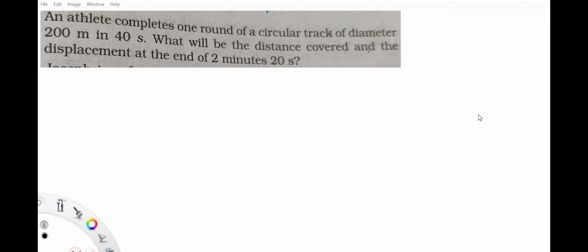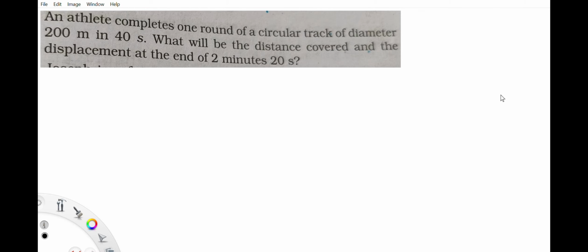So let us have a look at this numerical problem over here. This question says an athlete completes one round of a circular track of diameter 200 meters in 40 seconds. What will be the distance covered and the displacement at the end of 2 minutes and 20 seconds?